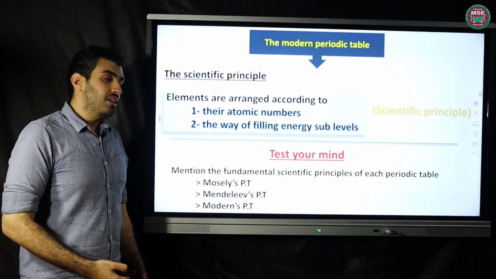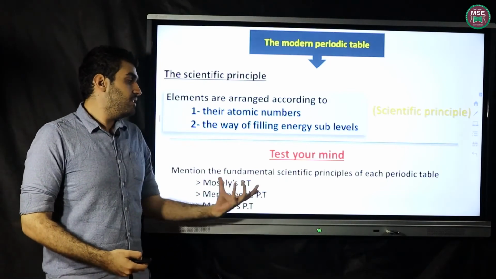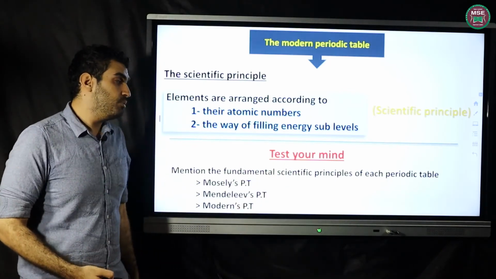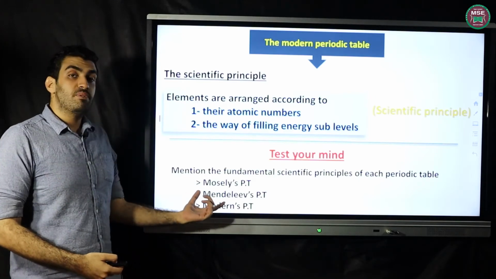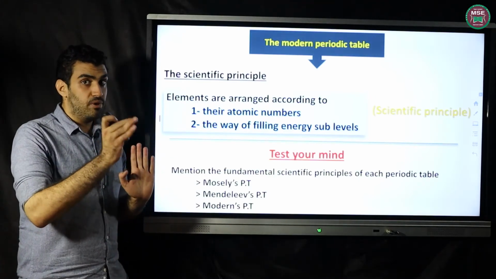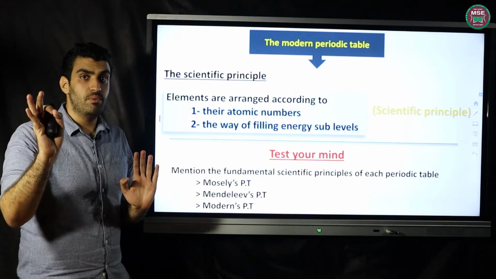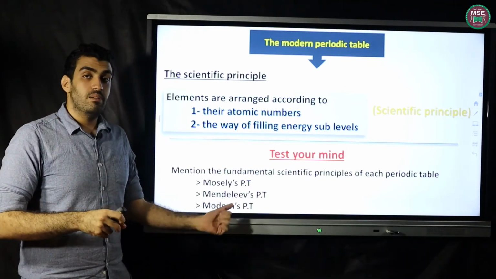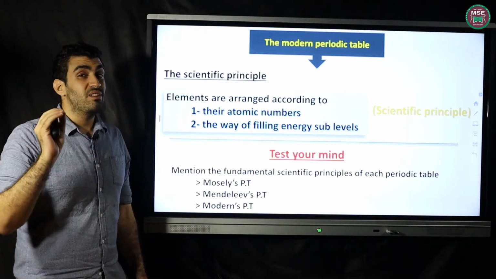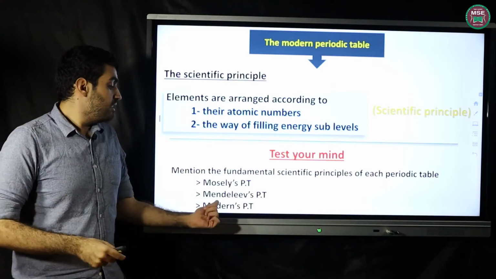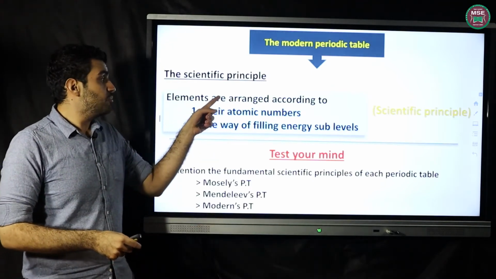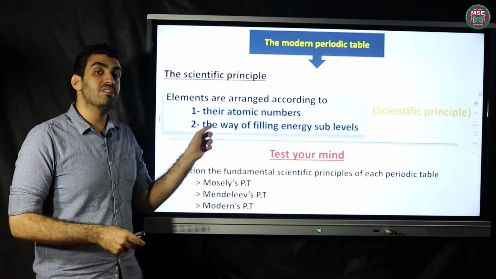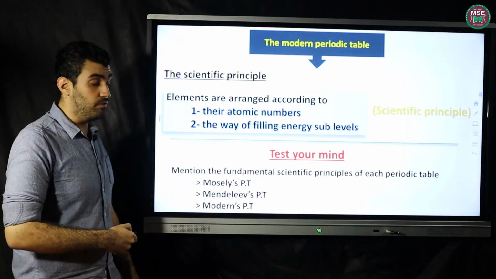When I ask you, simply mention the fundamental scientific principles of each periodic table. Moseley's periodic table: elements must be arranged according to their atomic number. Mendeleev's periodic table: elements must be arranged according to their atomic weights. The modern periodic table: elements must be arranged according to their atomic numbers and the way of filling energy sub-levels.